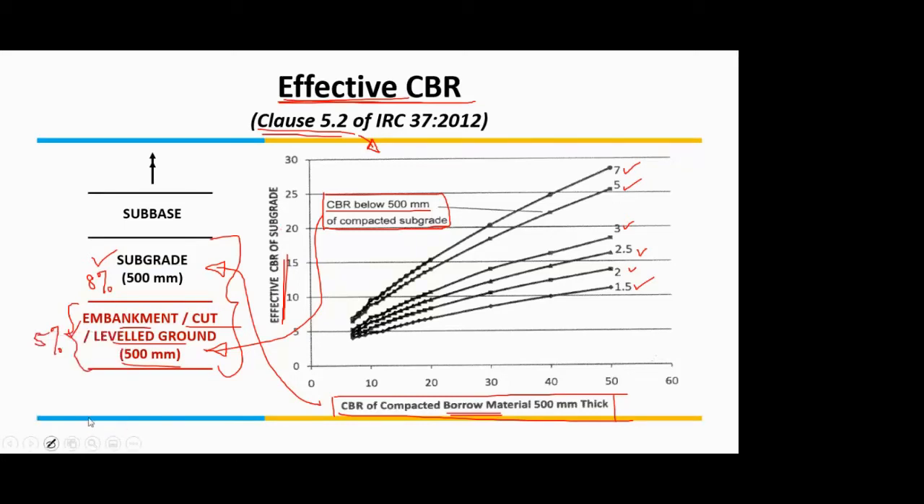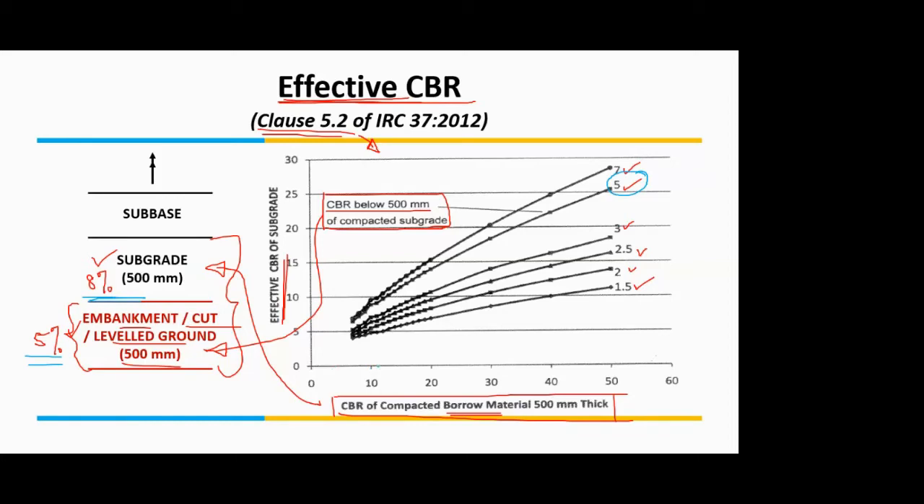What you have is, you know the value of the CBR below 500 mm. So here we have assumed it as 5%. So I will refer to this graph, okay, which is of 5%. I know the value of subgrade CBR also, that is 8%, which I have tested. I have not yet constructed the subgrade, but I have tested it in the laboratory, and the CBR value that I get is 8%.